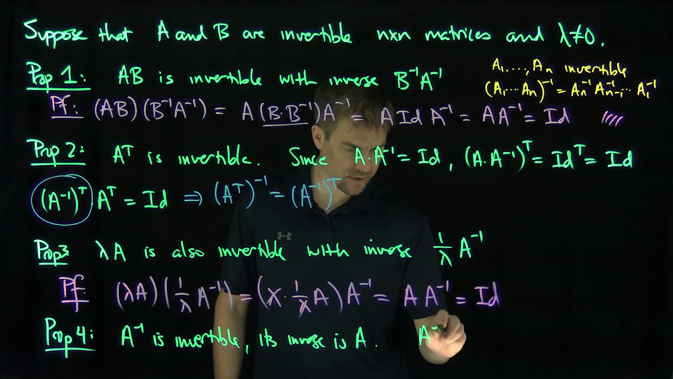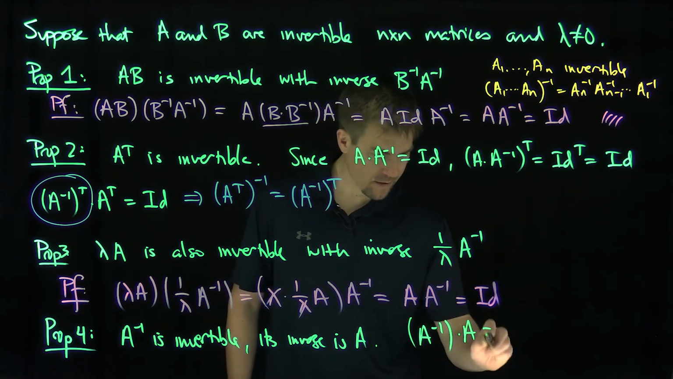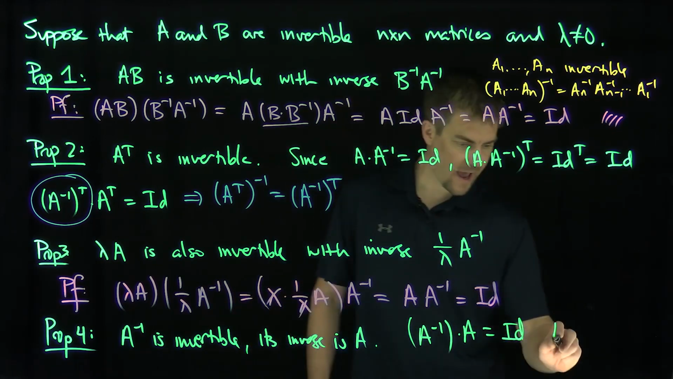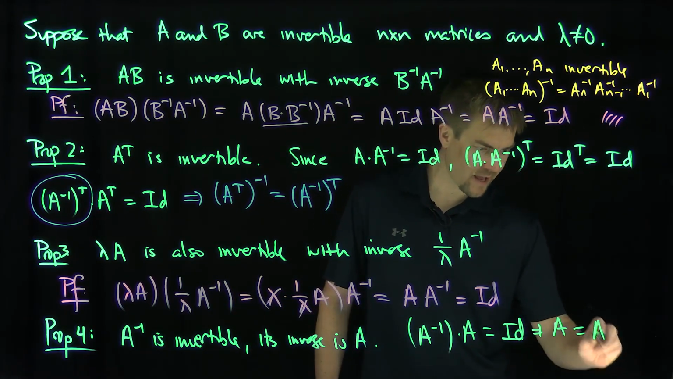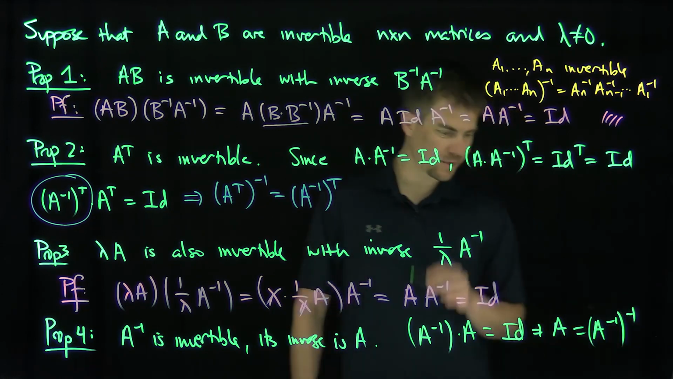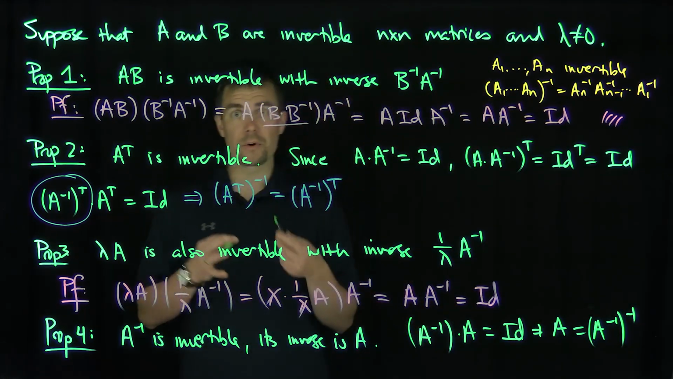The proof is just that A inverse hit with A is the identity, which implies that A is A inverse inverse. So these are some of the more important algebraic properties.